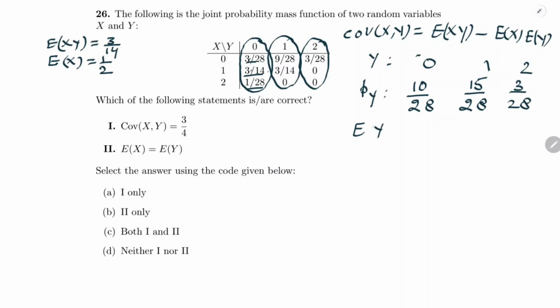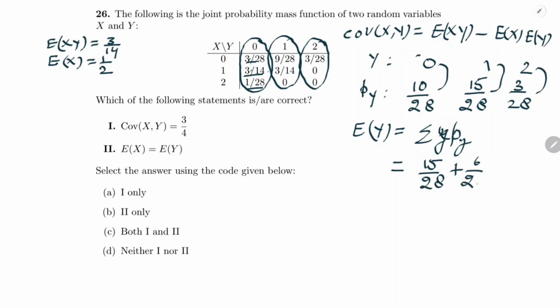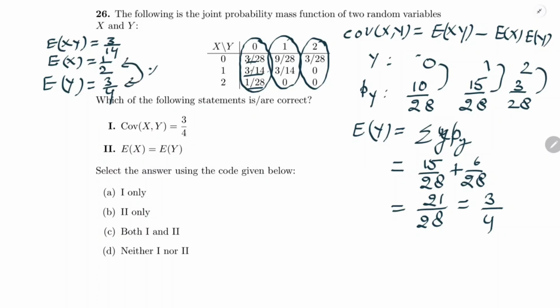Now we know that expected value of y can be calculated as summation of y into py. Multiply this with this one, this with this one, this with this one. So we will get 15 upon 28 plus 6 upon 28. That will be 21 upon 28. That can be written as 3 by 4. So expected value of y equals 3 by 4. We can notice that expected value of x and expected value of y both are not equal. So statement second is incorrect.